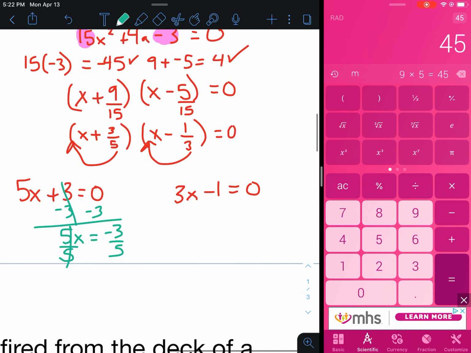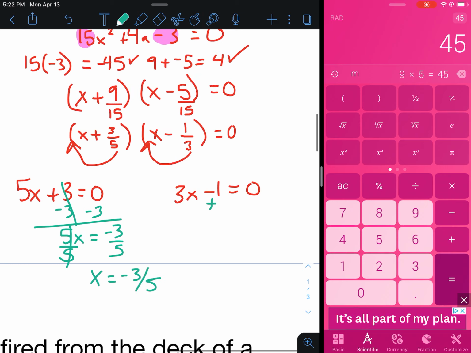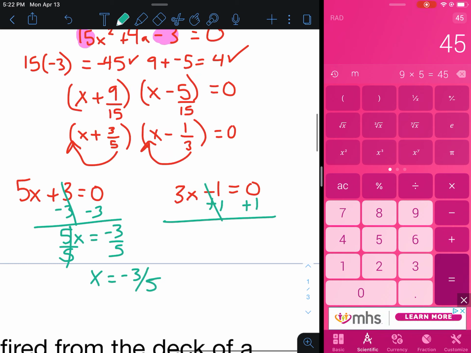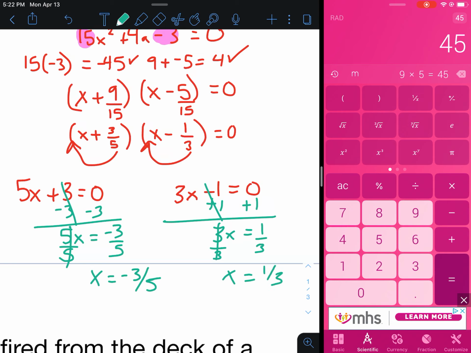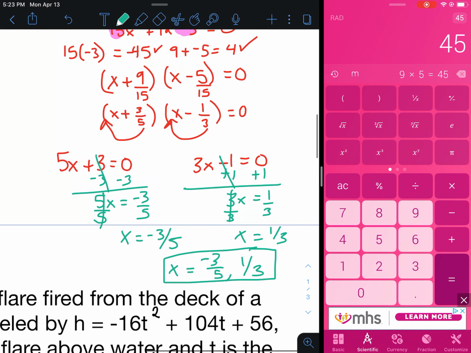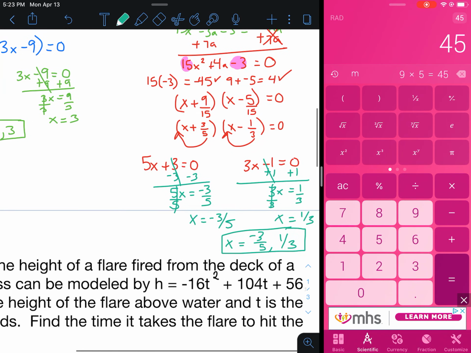So now I get x is equal to negative 3/5. And over here I'm going to add 1, and then divide by 3. And I get x is equal to 1/3. So my final solution is negative 3/5 and positive 1/3. The order does not matter. It's really up to you to decide. Now, you can plug these back in like I've said from the beginning and check that they work. I just know you guys in fractions aren't always the best, so that may not be something that you're wanting to do.